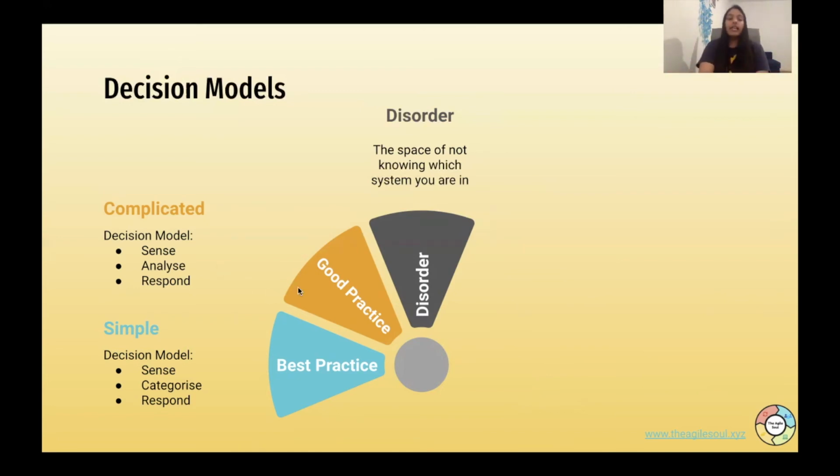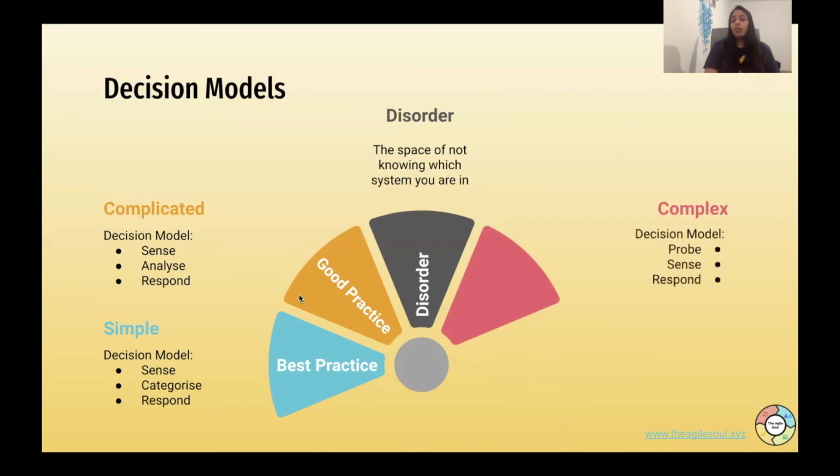Now let's come back here and let us go to the complex system. What kind of decisions do you make when you're in the complex system? The decision model here is more to probe, to sense, and to respond. As mentioned, the complex system is where we're going to experiment a lot, right? That is the whole probing phase, where you're experimenting, and based on your experiment, you are sensing what was the result. Was it a success? Was it a failure? And based on that, you respond by amplifying or dampening. And it is typically here you have emergent practices. Agile frameworks, for example, come out of these kind of models, these kind of systems.